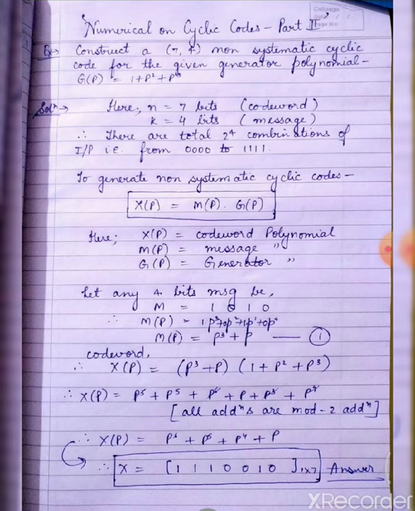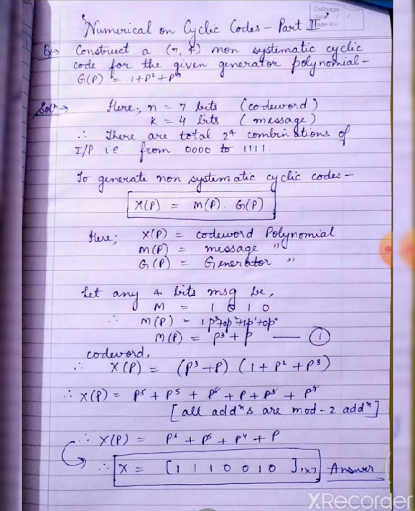Now you can see, by seeing this code, you cannot separate the message bits and parity bits. The message was 1010, but in the code word we are not able to identify where the message bits and where the parity bits are. That is why these types of codes are known as non-systematic cyclic codes, because there is no proper arrangement of message bits and parity bits.